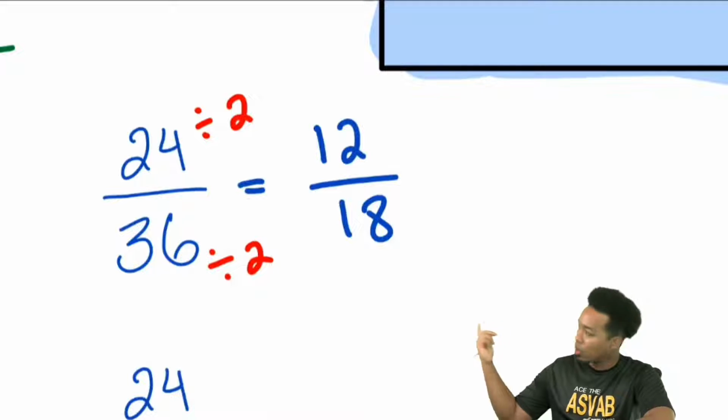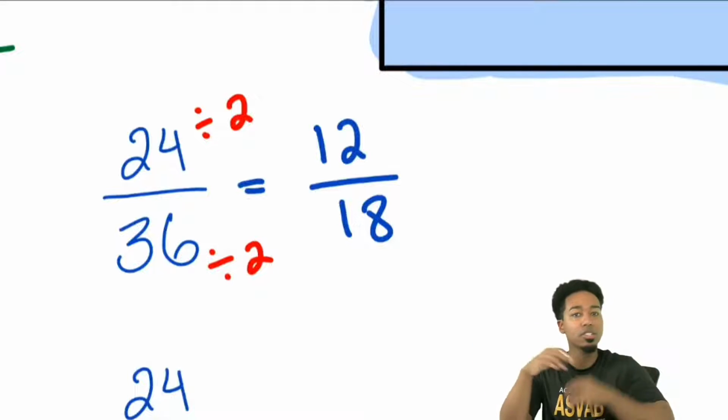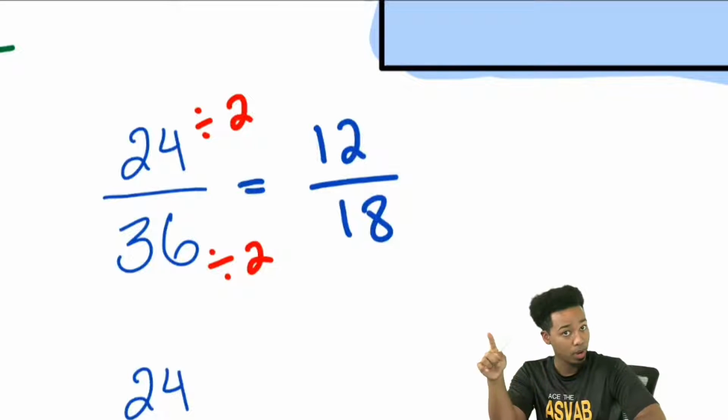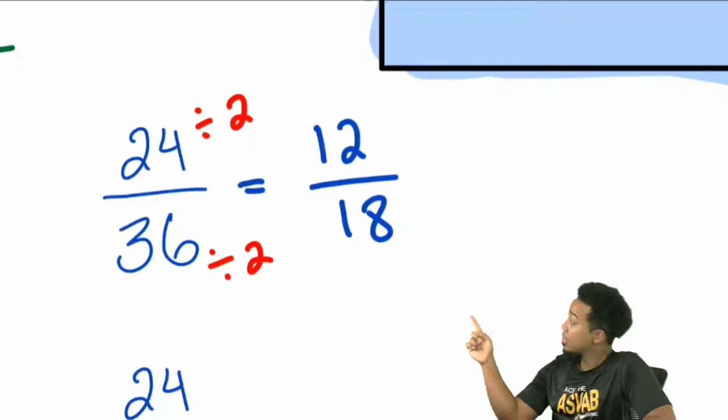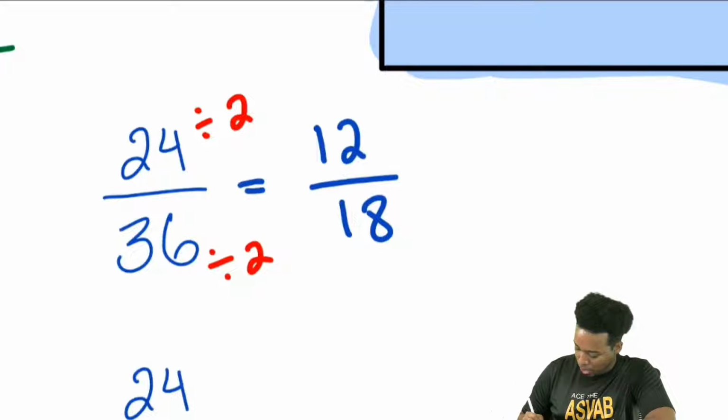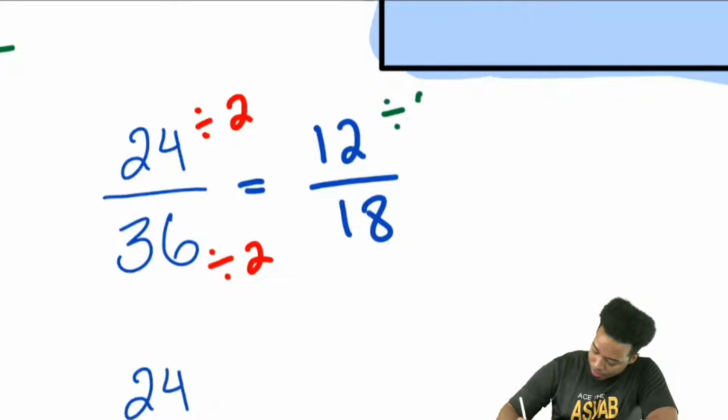Everybody, when you look at 12 and 18, what's the biggest number that you can take out? Yeah, the biggest number that you can divide out of the top and the bottom is going to be 6, because 6 times 2 is 12, and then 6 times 3 is 18. So you absolutely can. And so watch me do that here. Divide by 6, divide by 6.